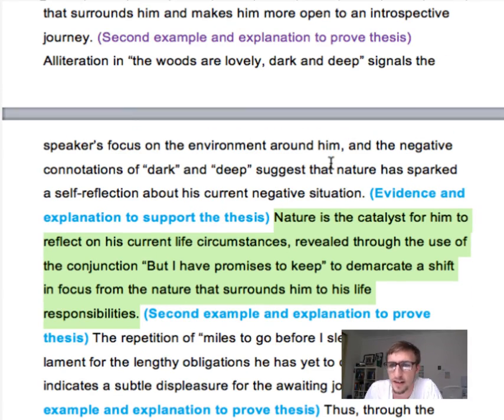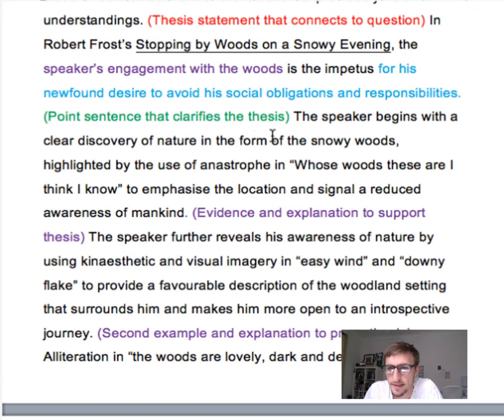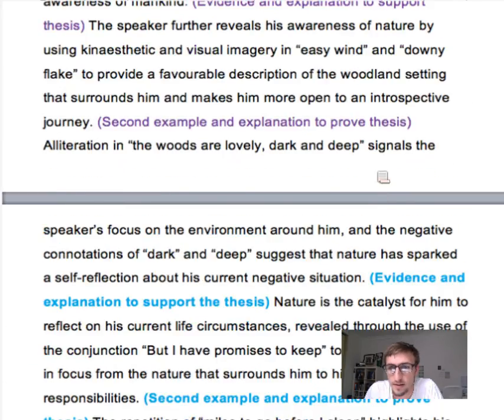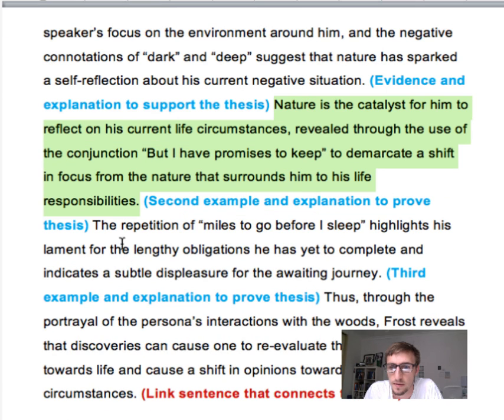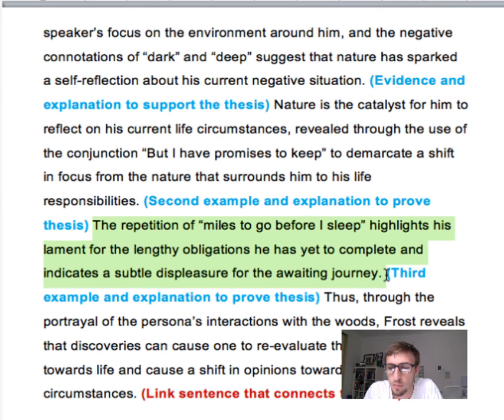Now you'll notice the two different colors here, the purple and the blue. And you'll remember that I had two parts to my point sentence that I wanted to connect evidence to. So first of all, I've included evidence that shows the speaker's engagement with the woods, which are these examples here. And then with the blue color, I've tried to connect evidence to this part. So you should be able to see quite clearly that this evidence supports that part of the thesis. So here, these are all supporting the examples from that blue part of the point sentence.